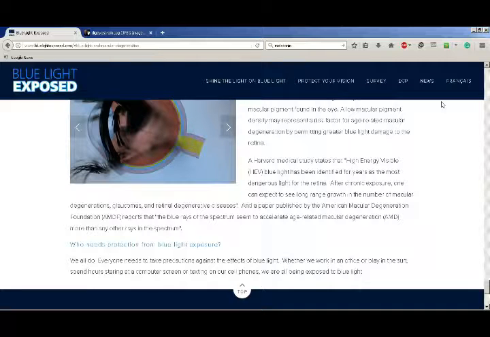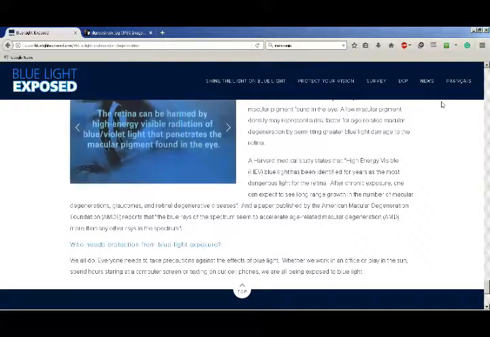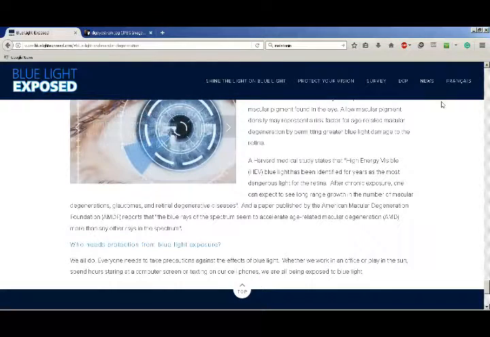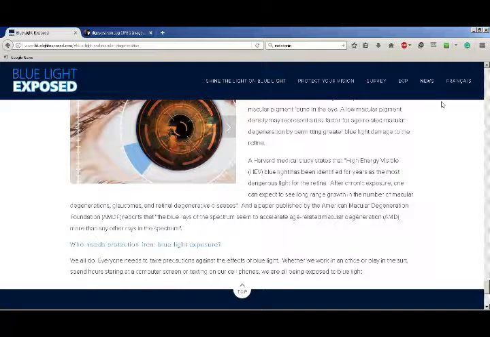So who needs protection from blue light exposure? We all do. Everyone needs to take precautions against the effects of blue light, whether we work in an office or play in the sun, spend hours staring at the computer screen or texting on our cell phones. We all are being exposed to blue light.